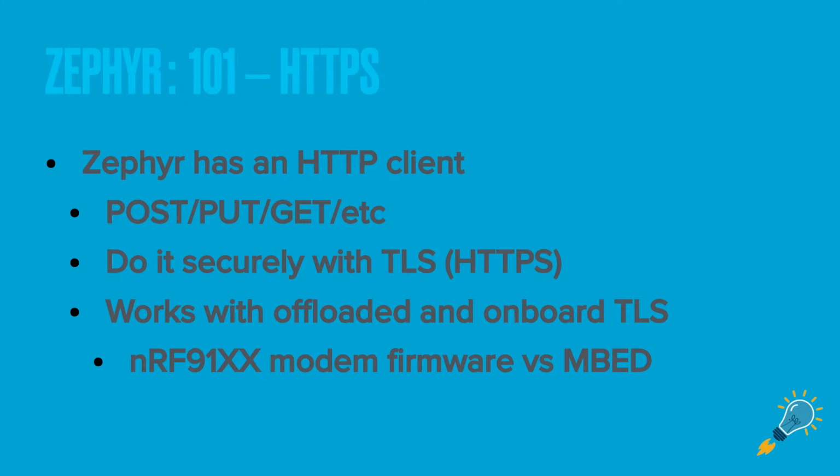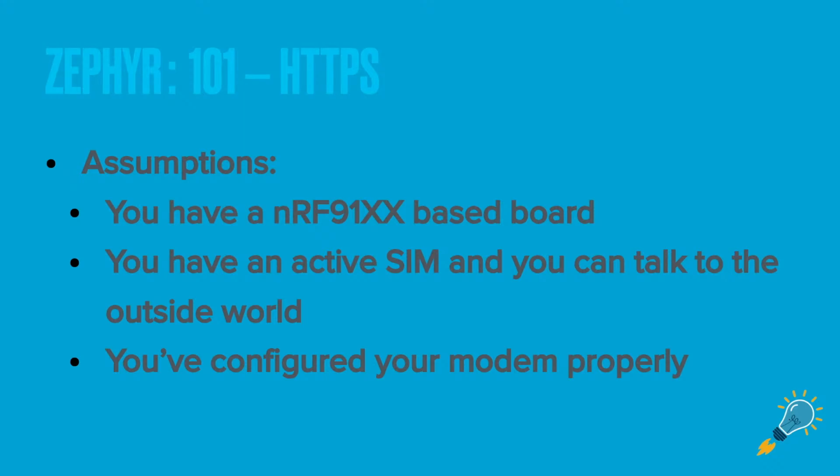We're going to be going over HTTP. I'm going to be focusing on using the NRF 9160, using the offloaded TLS, just because it's slightly easier. You get a little bit less stuff going on, but it's still fairly complicated and annoying. So I'll be assuming you have an NRF 91XX, either 60 or 61, you have a SIM, you've configured everything, you're connected, and you've got access to the internet.